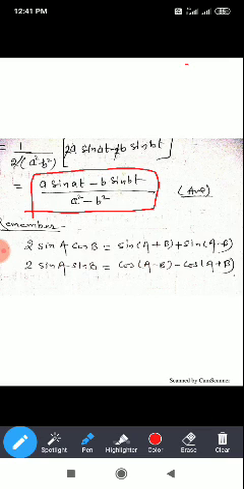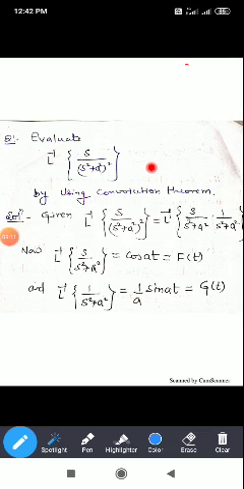Here we are mentioning another formula of trigonometry: 2 sin A cos B is equal to sin(A+B) + sin(A−B), and 2 sin A sin B is equal to cos(A−B) − cos(A+B).